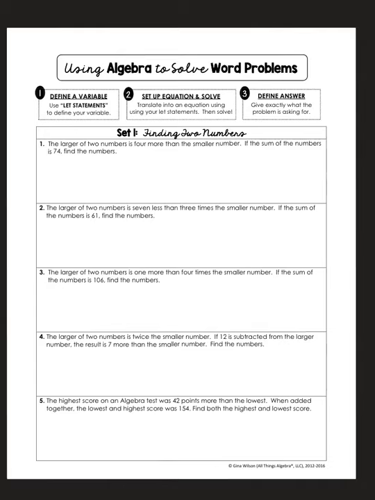So, in today's lesson, we've got 3 steps we need to follow. First one is to define a variable. Use let statements to define your variable. Okay. Step 2, set up the equation and solve. Translate into an equation using your let statements, then solve. Okay. And step 3, define the answer. Give exactly what the problem is looking for. This means that if there were any units or descriptions of the variable that you are trying to find, then you should put it here.